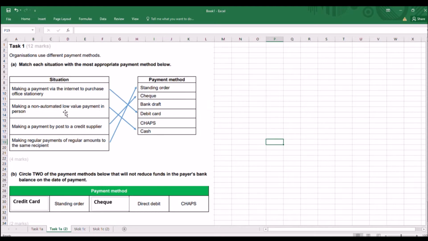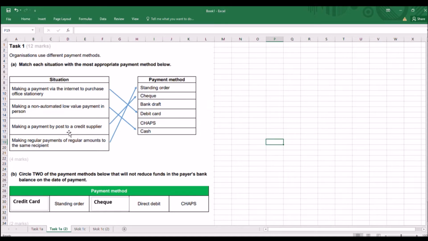Make a non-automated low-value payment in person. Okay, so non-automated ones, we're not going to go by any other system there. It could have been a check if we'd gone in person, or a debit card, but because it's got this non-automated amount here, that means that must be cash. That's the one that's not automated.